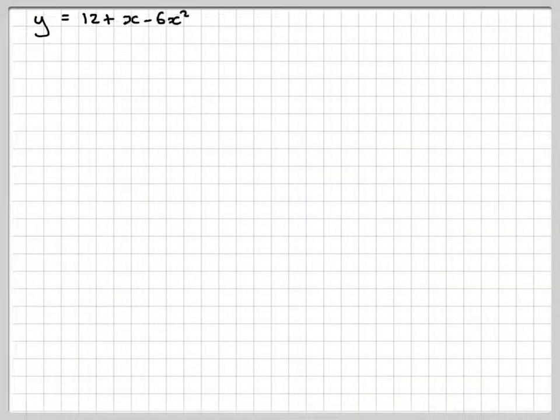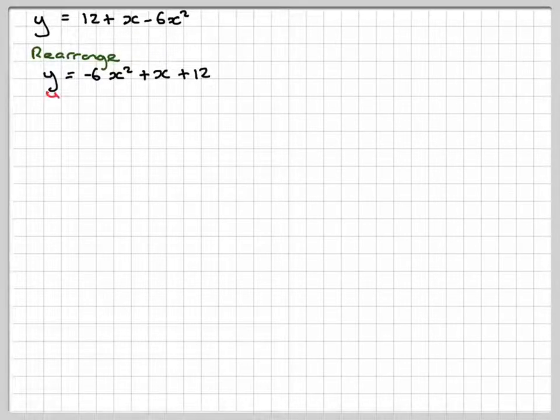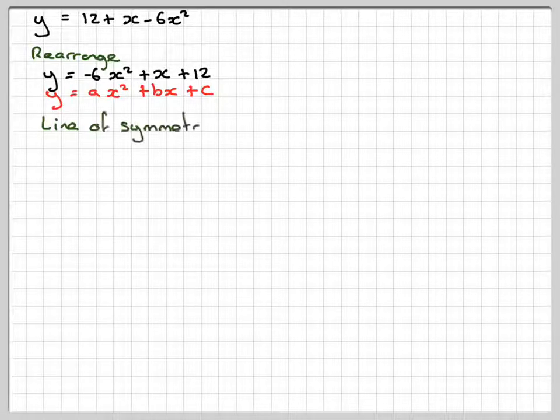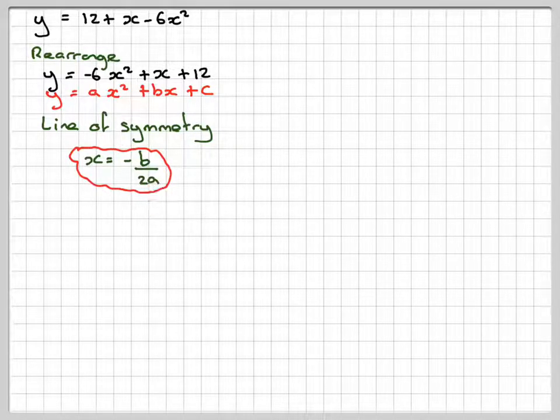Right, we need to find the vertex as well. So if we just rearrange this in the format of y is equal to ax squared plus bx plus c. So we're not changing the sign, we're just going to put the minus 6x squared there, keep the plus x and put the 12 here. That means that b is 1 and a is minus 6. So the line of symmetry for a quadratic is given by minus b over 2a. So x will be equal to minus 1 over 2 times minus 6, which is plus 1/12.